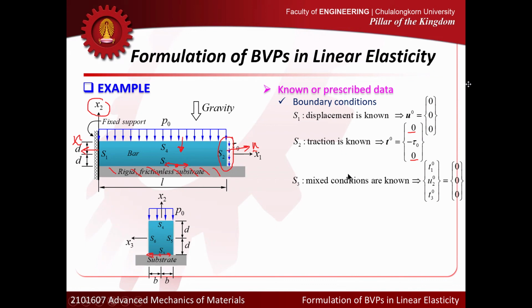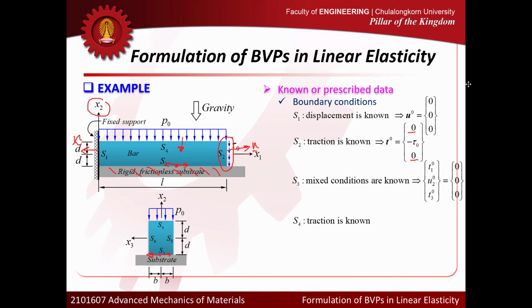So I call these mixed conditions because, I shouldn't say we know both, we know the two components of the traction, and we know one component of the displacement field. Okay, which is different from the one that I showed you here. For S1, we completely know the displacement field. For S2, we completely know the traction, but for this one we know the mixed condition. These two components, we know traction, and that component, we know displacement.